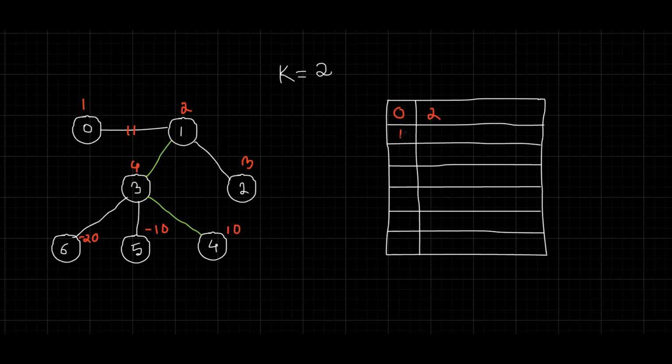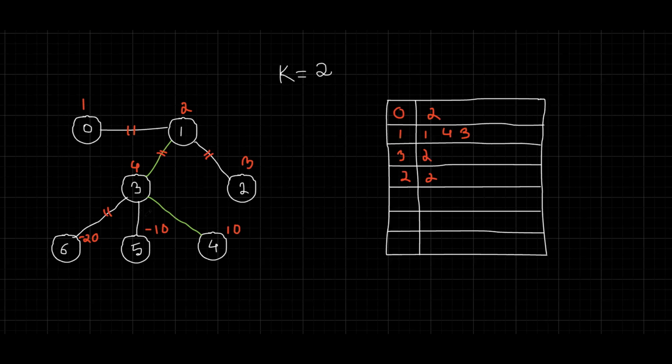And in the adjacency list of 1, we will store the value 1. Similarly, for this edge, in the adjacency list of 1, we can store 4, but in the adjacency list of 3, we can store 2. This is the tricky way to build the adjacency list. Now for this edge, in the adjacency list of 1, we will store the value 3, and in the adjacency list of 2, we will store the value 2.